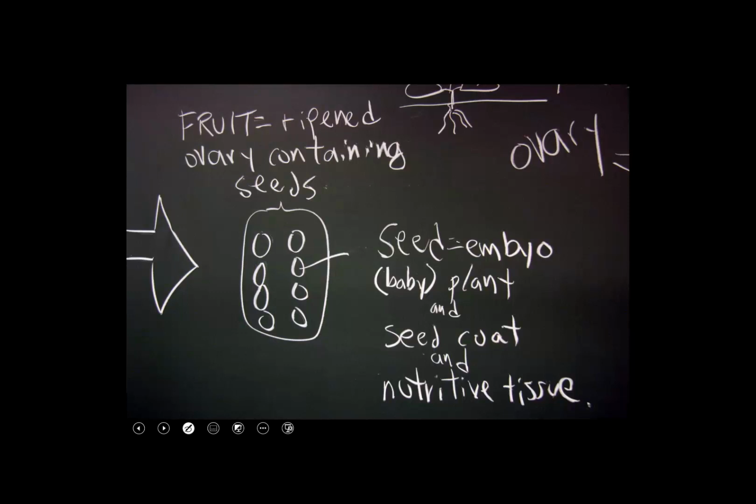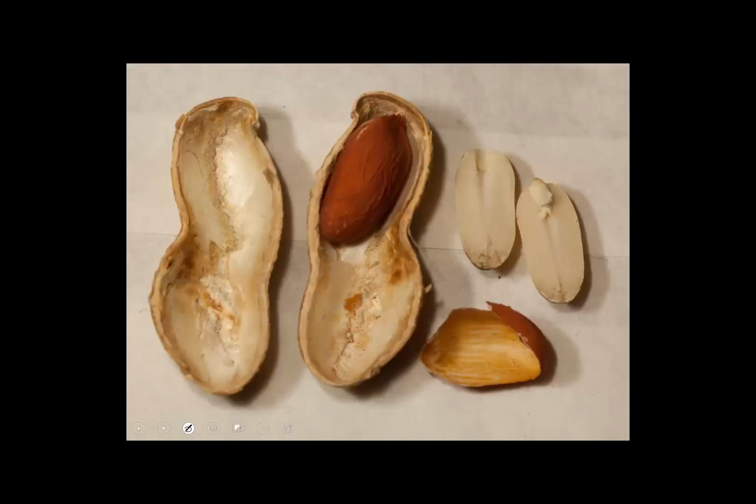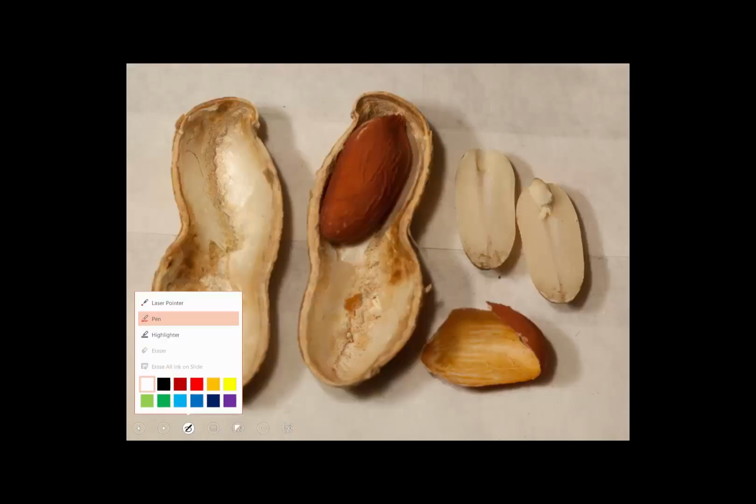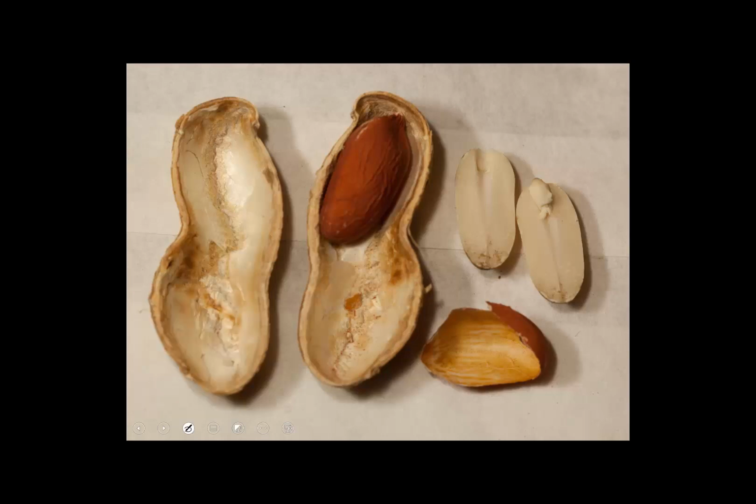A fruit, of course, is the ripened ovary containing seeds. And a seed is basically a baby plant. It's an embryo sporophyte, and it's covered with a seed coat, and it contains some nutritive tissue. Now, you might think, because I just said it, that the nutritive tissue is endosperm, but in fact, in most plants, the nutritive tissue is not endosperm, but it's something that develops as the seed matures, and it's called a cotyledon. It's a seed leaf.